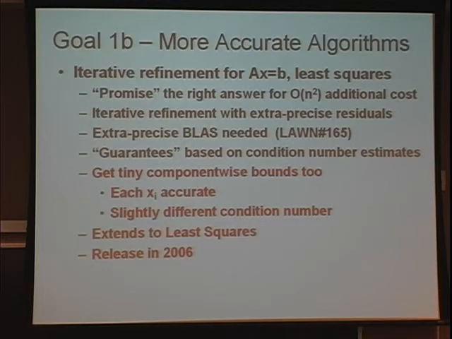Okay, so just to finish that, we're going to guarantee the error bound. We're actually going to get tiny component-wise error bounds too. Each component will have an error bound for it. The small ones will be just as accurate as the large ones. We're going to make it work for least squares problems, and this will also come out in 2006.